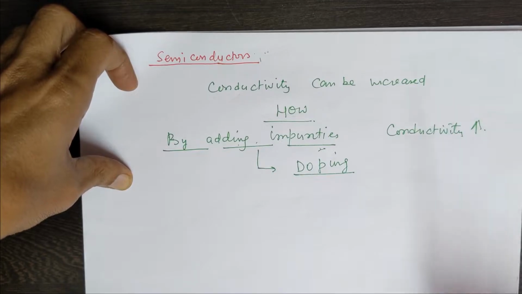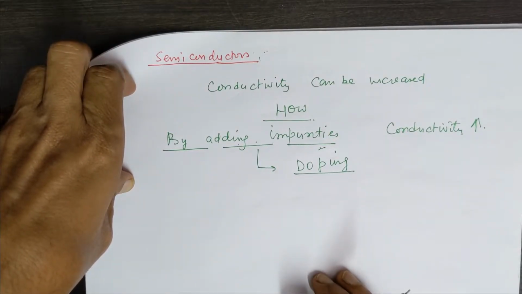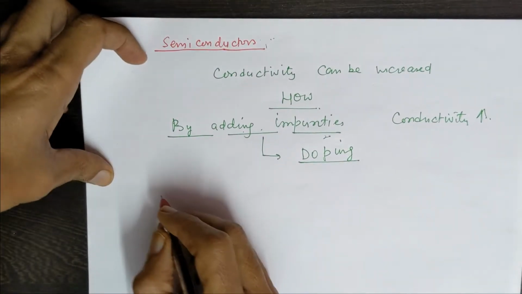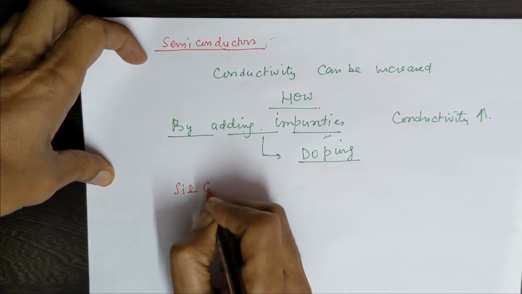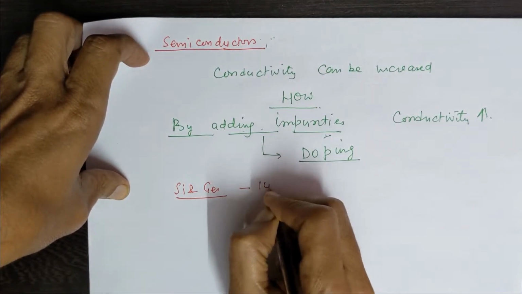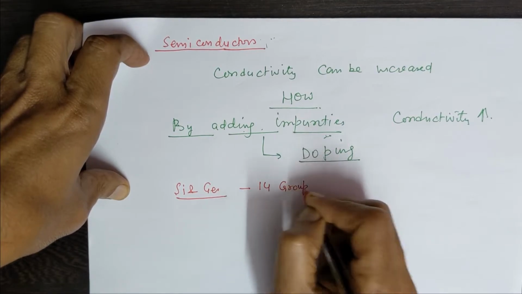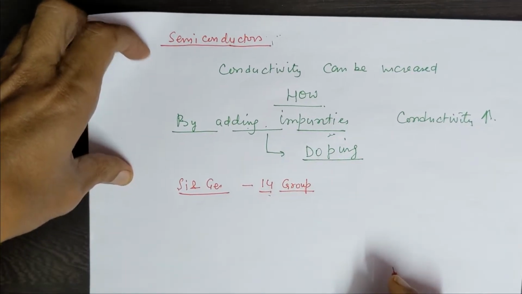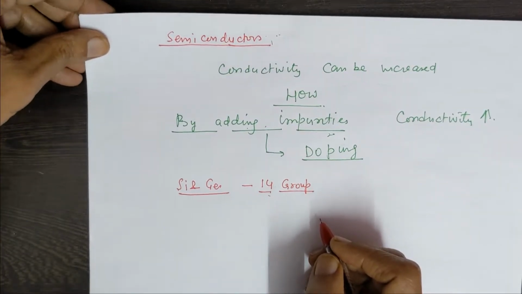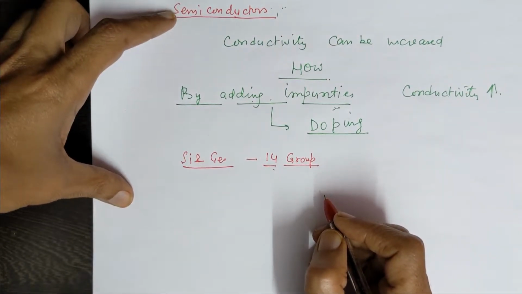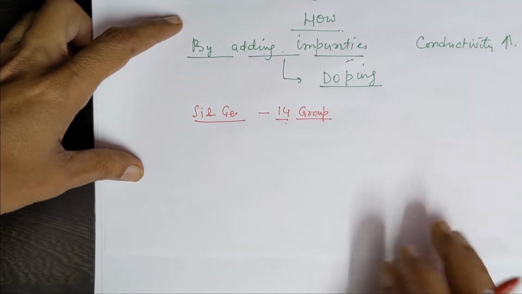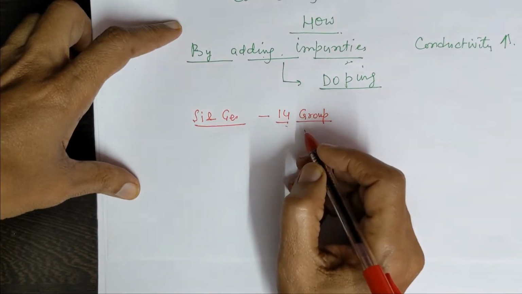This process is called doping. Now, silicon and germanium, these are the two semiconductors. They are on the periodic table, placed in the 14th group. Now, there are two methods to increase the conductivity, and there are two methods for doping.